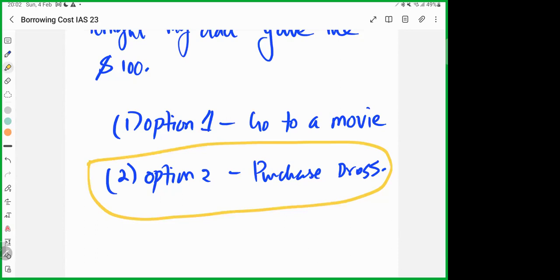What is opportunity cost? Had you purchased the dress with this $100 available with you, could you also go to the movie? No. You had the option either to go to the movie or to buy the dress. And now you decided and you went and purchased the dress. So you are unable to go to the movie. Is that clear? Yes.